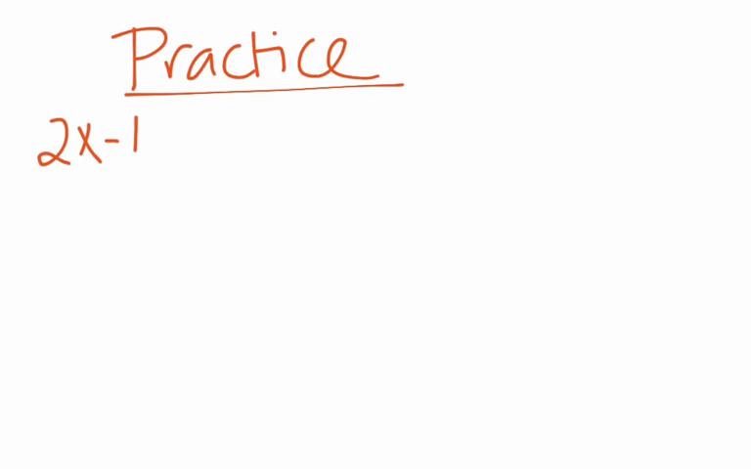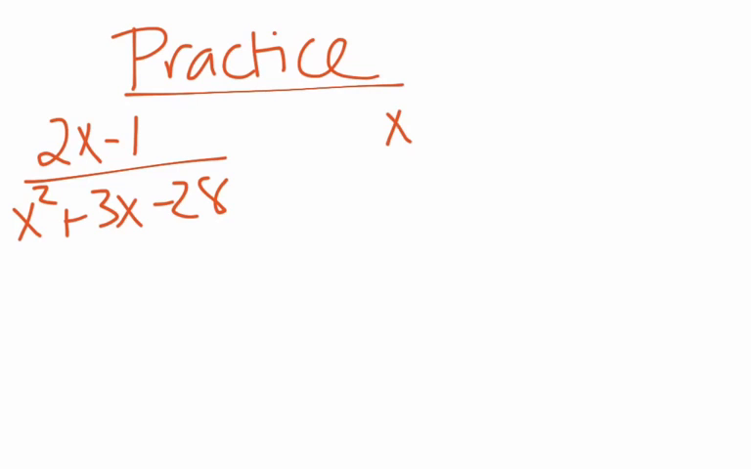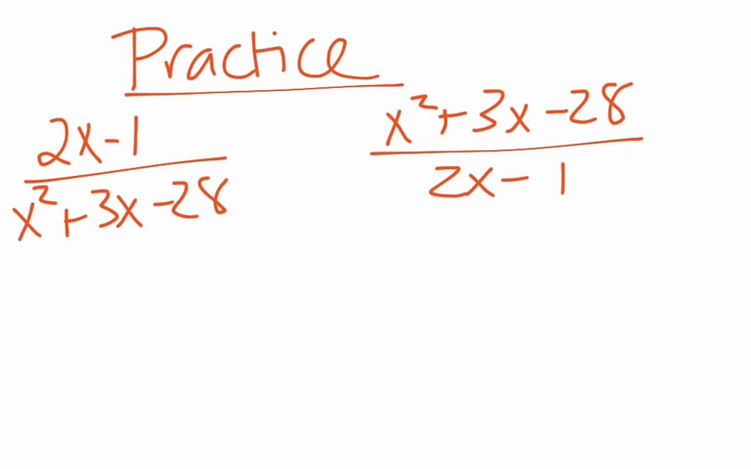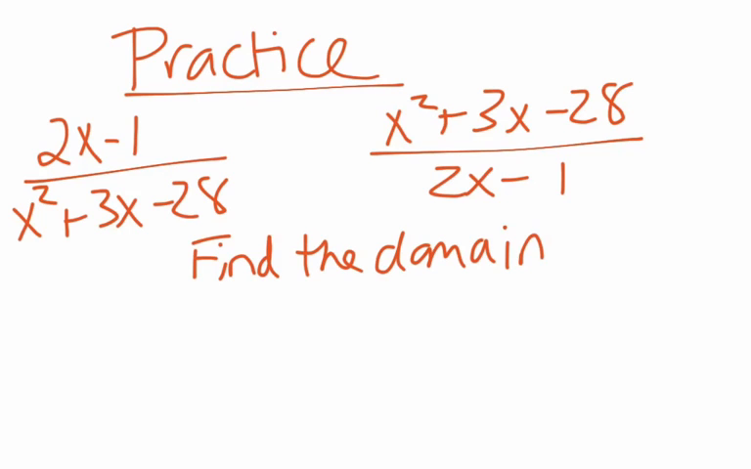So last class, there were two practice problems, and what should you have come up with? 2x minus 1 over x squared plus 3x minus 28. And then the other one was x squared plus 3x minus 28 over 2x minus 1. And I would like you to find the domain for these. And again, you're going to tell me what x isn't.